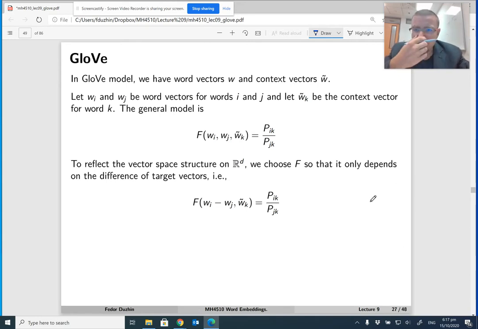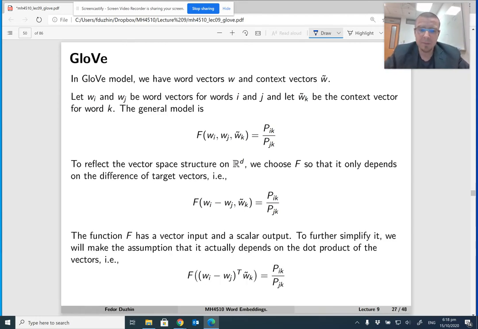All right, but then let us think a little bit further. The input of this function f is two vectors, and the output is a scalar. So do we know of any function whose input is two vectors and whose output is a scalar? And we do. It is the dot product. Which is why it is convenient, instead of trying to consider all possible functions f, to try to find a function f that actually depends on the dot product of these vectors.